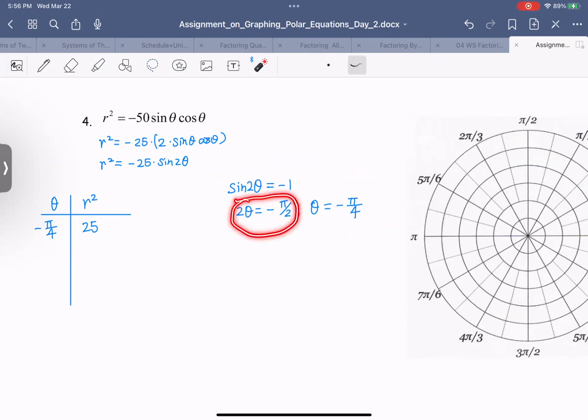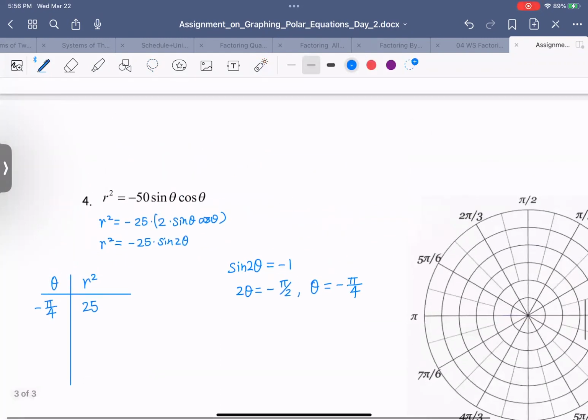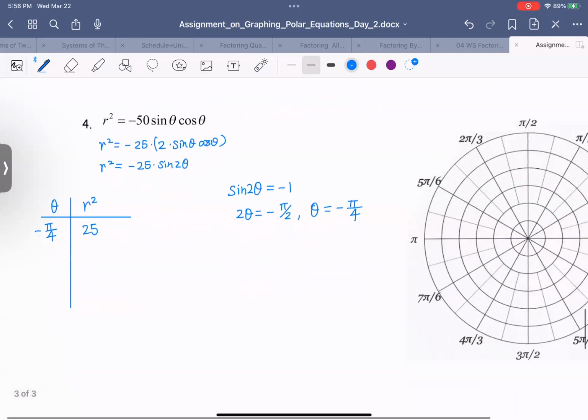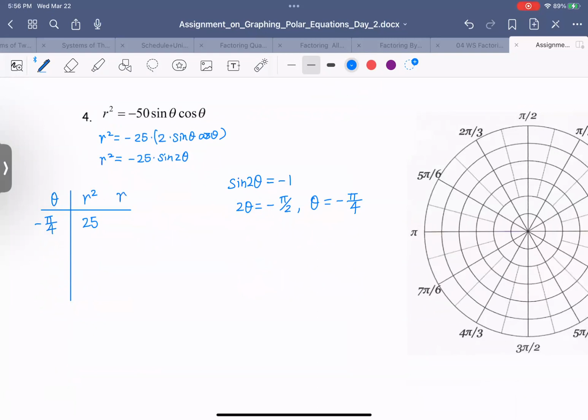So when we remember those values: sine 0 is 0, sine pi over 2 is 1, sine pi equals 0, sine 3 pi over 2 equals negative 1. Sine 3 pi over 2 is the same as sine negative pi over 2. That makes sense? So when r squared is 25, r equals plus 5 or minus 5. Correct?